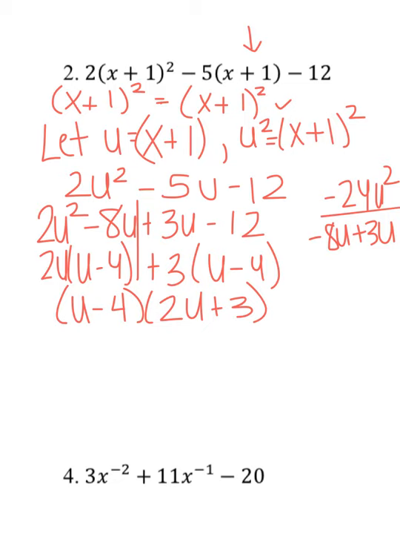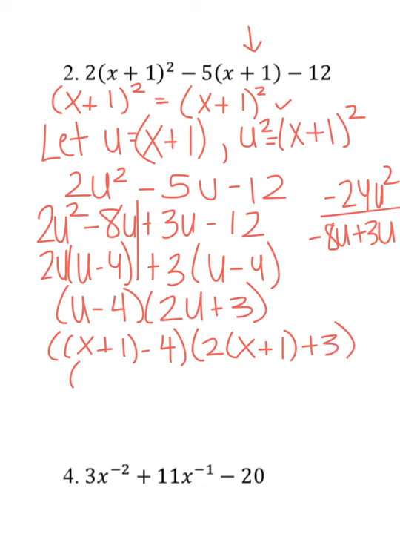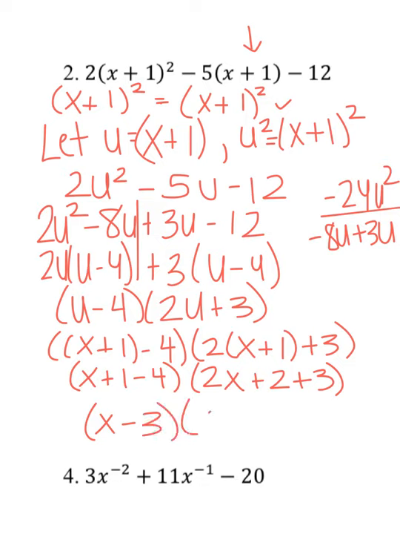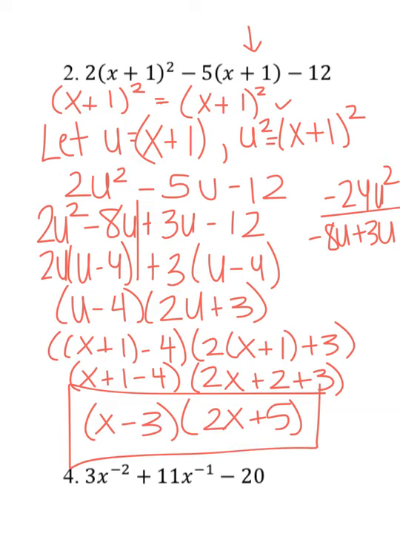So now we substitute it back. So we have x plus 1 minus 4, and then 2x plus 1 plus 3. So again, this is really x plus 1 minus 4, and this one is 2x plus 2 plus 3. You have to simplify, right? So you have to do this part. So this is going to be x minus 3 and 2x plus 5. And that's it. You cannot factor that any further. So that's your answer for number 2.